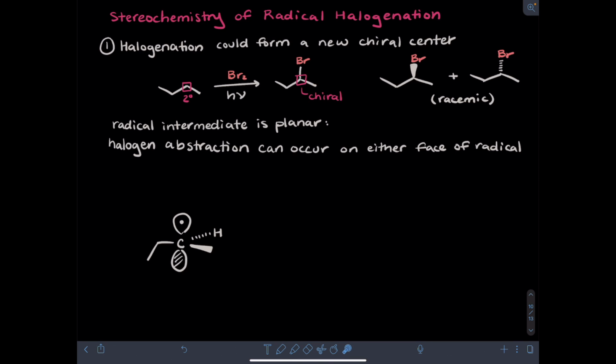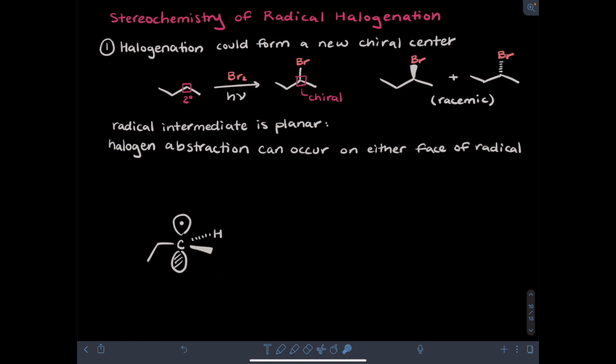So, after hydrogen abstraction, butane forms the following radical intermediate. Notice I have 1, 2, 3, 4 carbons present. The carbon has 3 bonds, 1 to a hydrogen, 1 to a methyl, and 1 to an ethyl group. And the radical is present in a p orbital with lobes above and below the plane of the radical.